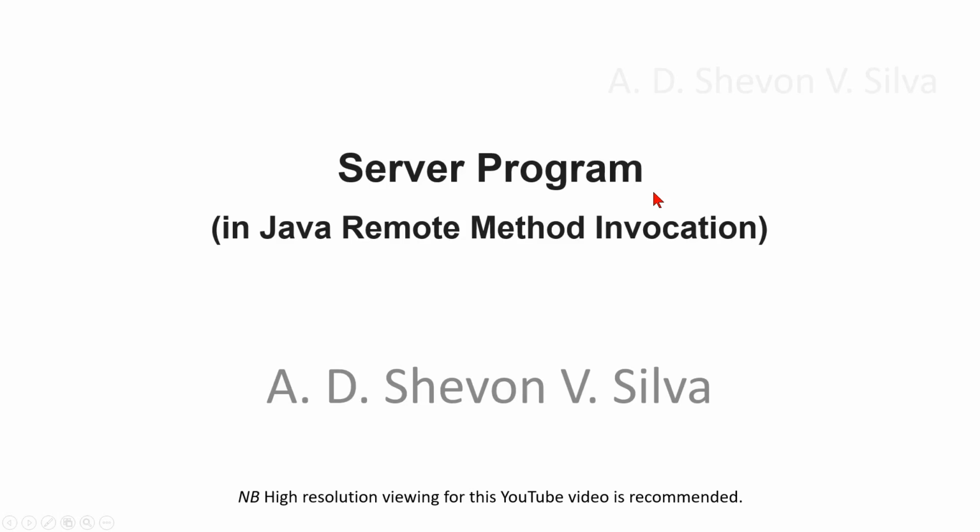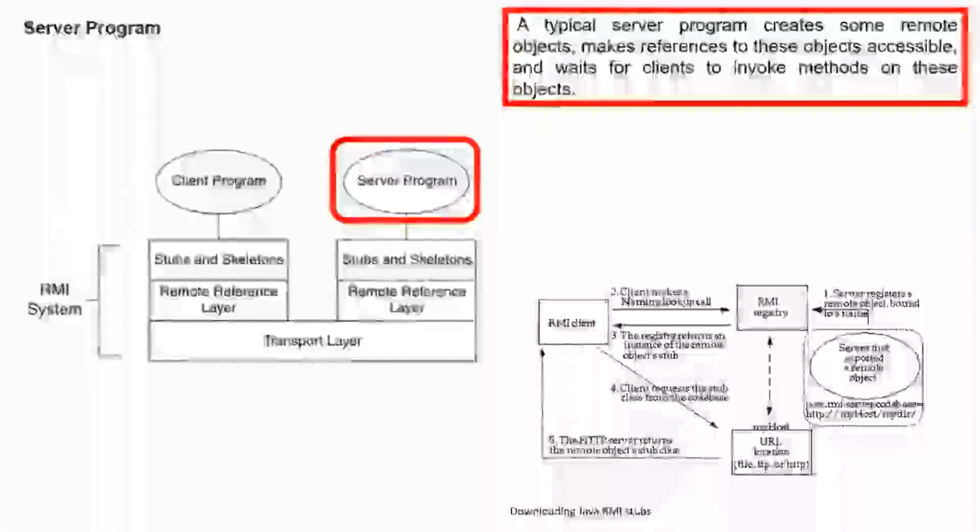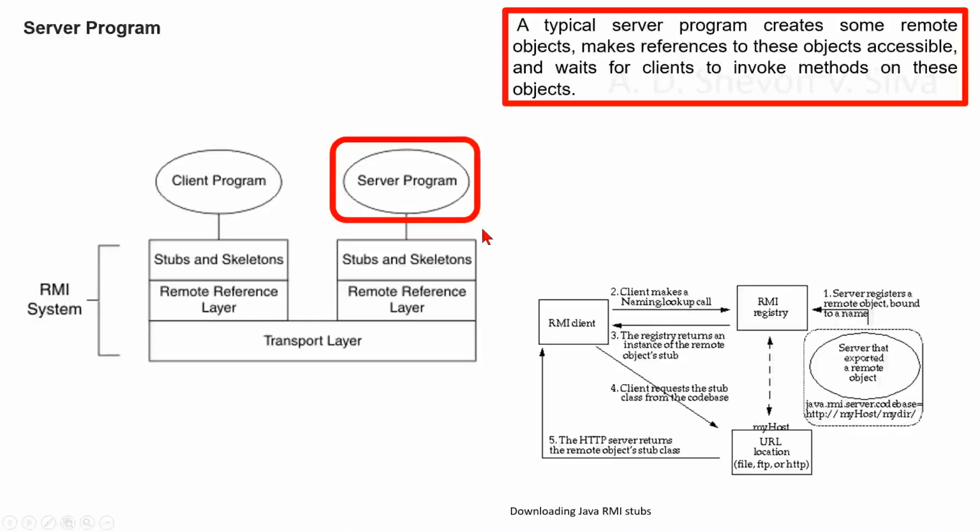Server program in Java remote method invocation. Now we are focusing on server program. A typical server program creates some remote objects, makes references to these objects accessible, and waits for clients to invoke methods on these objects.